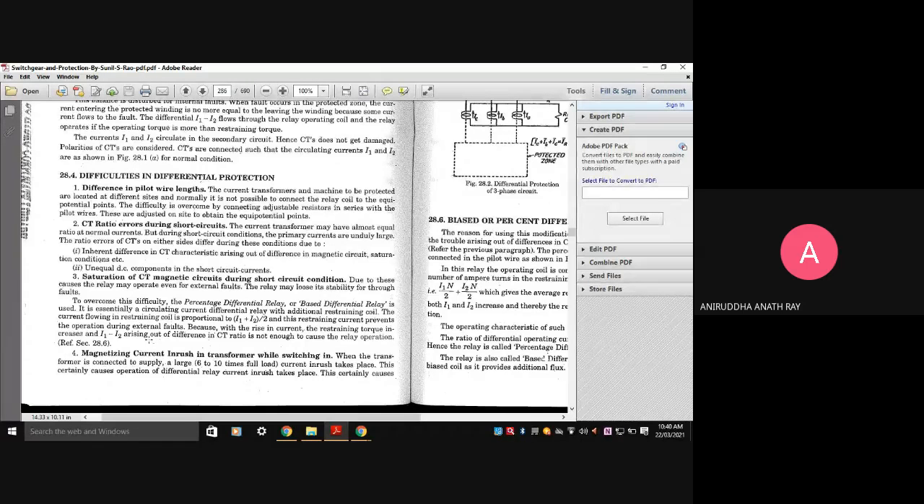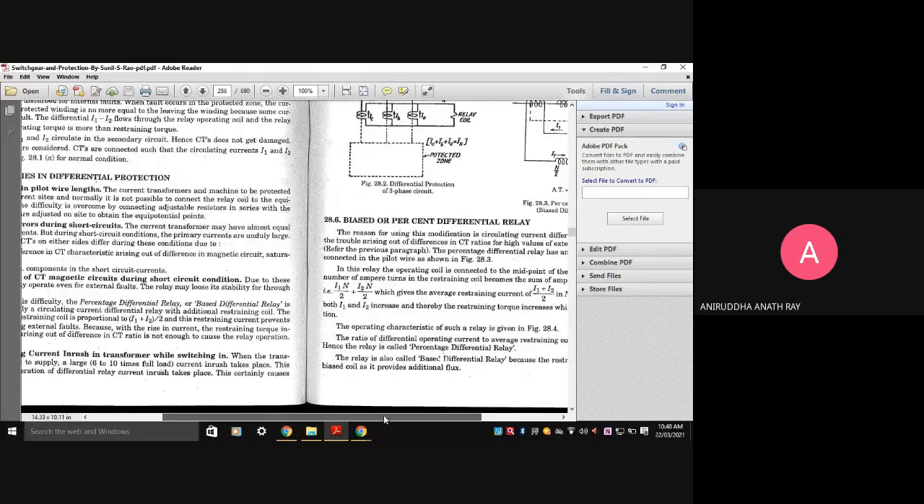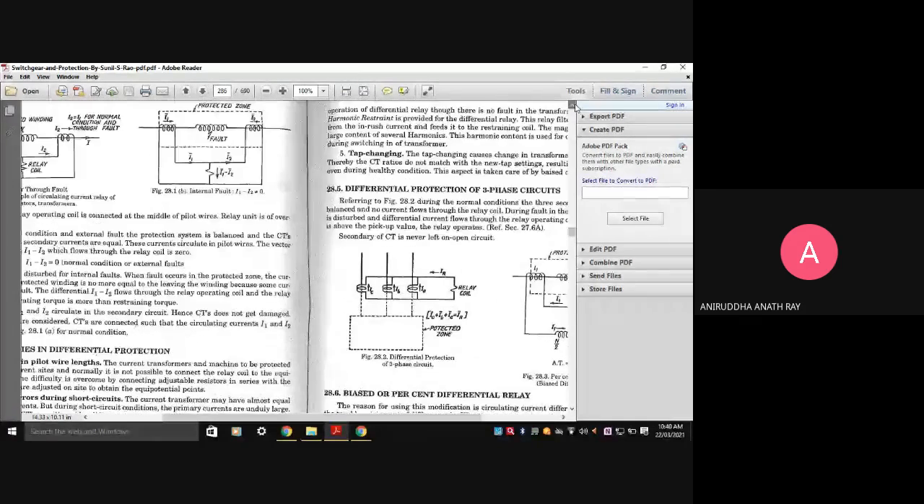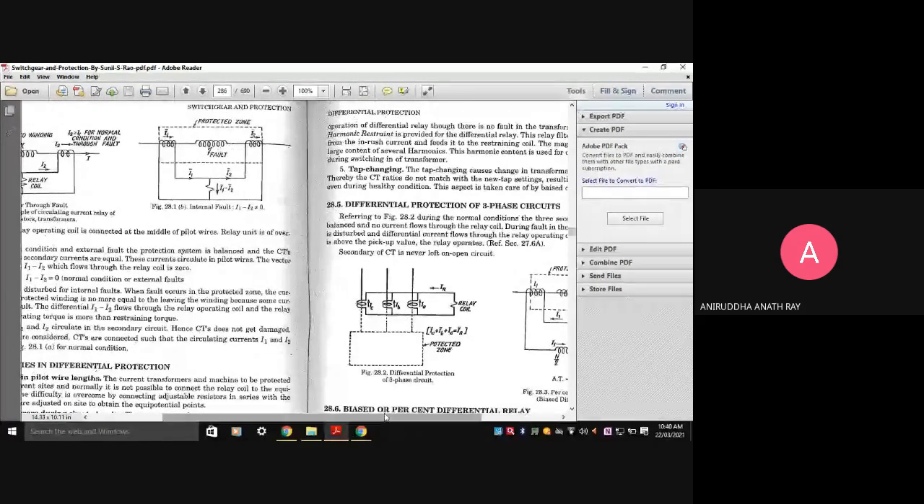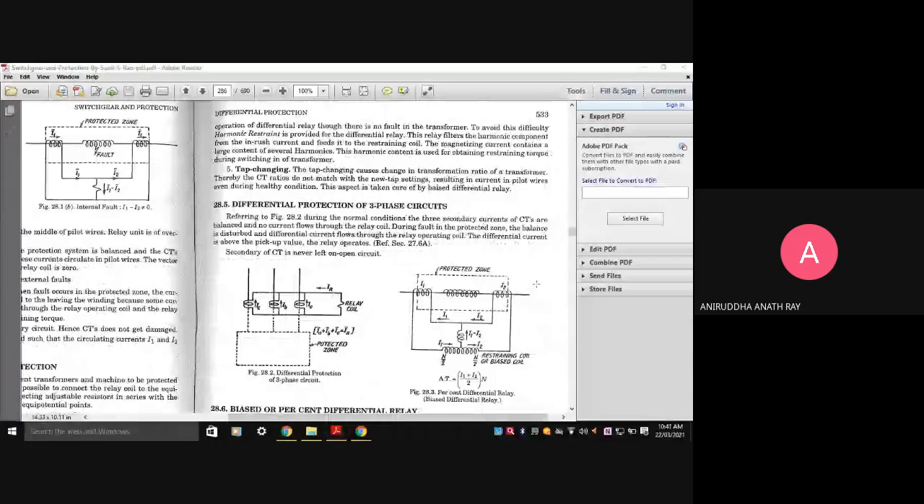When the transformer is connected to supply, basically a large current, that is 6 to 10 times the full load current, inrush takes place. That is inrush of the magnetizing current in the transformer while switching. Due to this inrush of large magnetizing current, the differential relay operates. This certainly causes the operation of the differential relay, though there is no fault in the transformer.